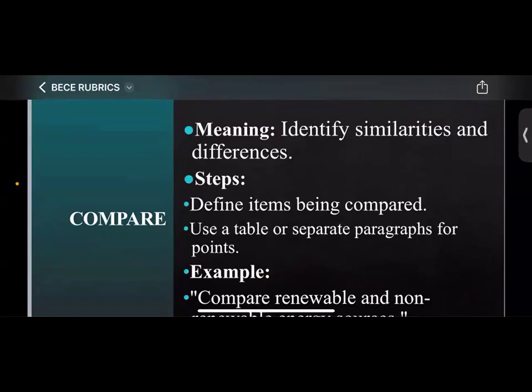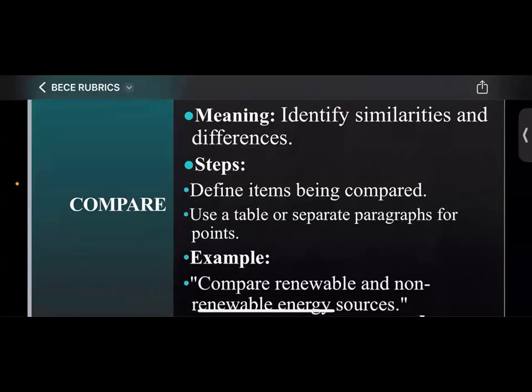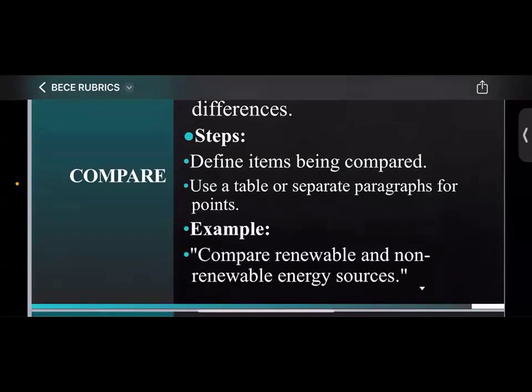Use a table or you separate your paragraphs for points. You can separate your paragraphs for points. But in most cases, you are expected to put it in a tabular form. So please, let's be conscious of this, especially for social studies and integrated science, like I mentioned earlier.